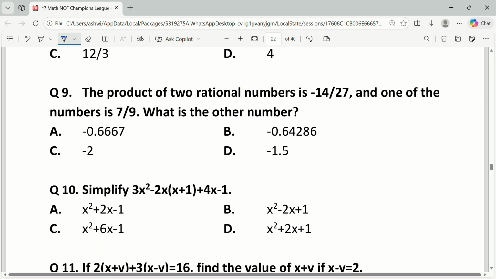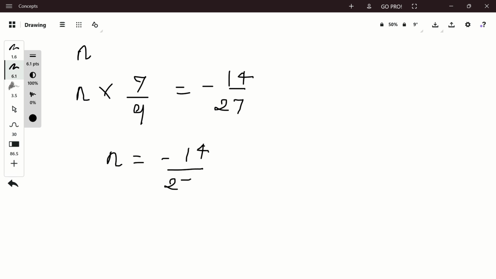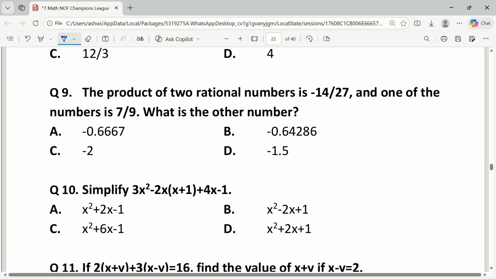Question 9. The product of two rational numbers is minus 14/27, and one of the numbers is 7/9. What is the other number? Let the other number be n. That is n × 7/9 = minus 14/27. Solving for n, we have n = minus 14/27 × 9/7, which is equal to minus 2/3, which is equal to minus 0.667. Comparing with the given options, the answer is A, minus 0.667.